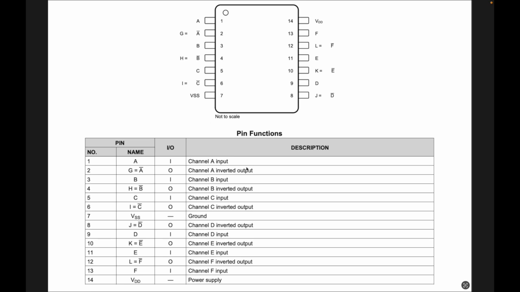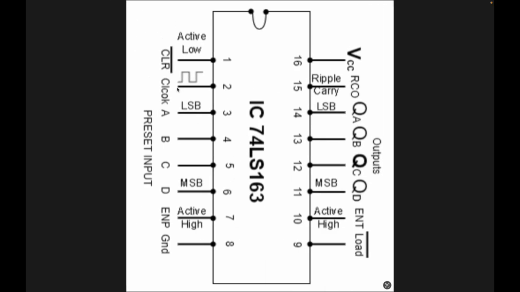The first pin is a channel A input pin. The second pin is a channel A inverted output. In the first pin, we are going to provide a clock pulse or clock signal from the ADALM1000 to the IC CD4010 63. The IC modifies that clock signal and gives it back through its second pin. And that modified signal now goes into the second pin of IC 74LS163, which is a clock pin.